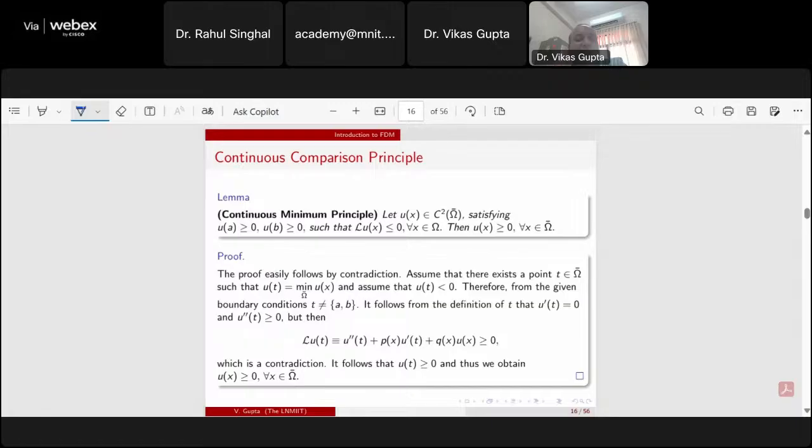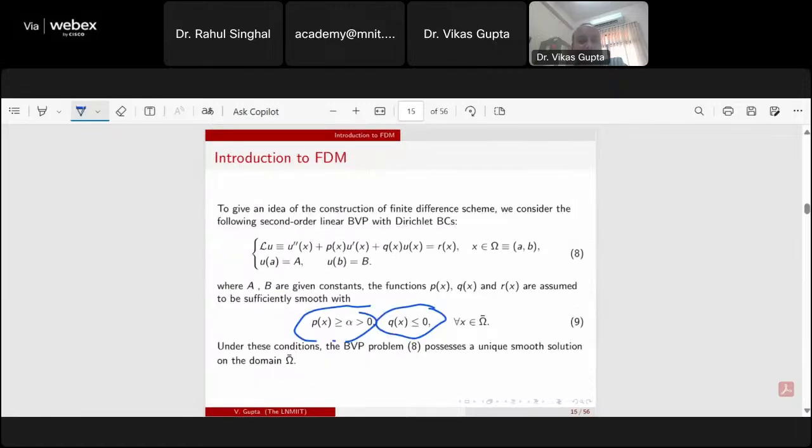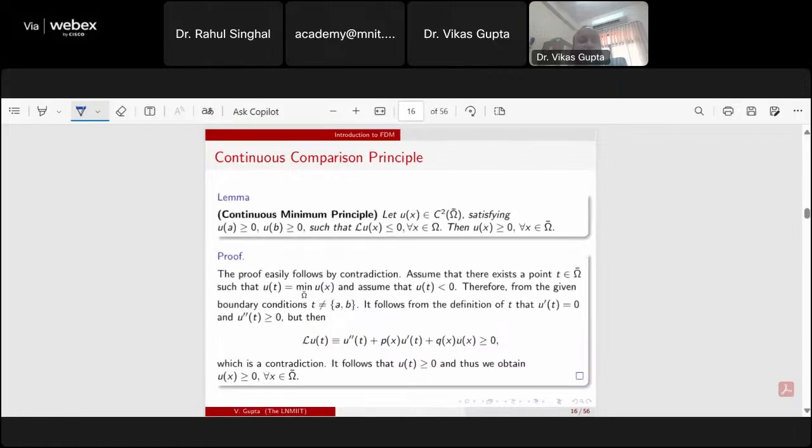That is, we assume that the boundary conditions are non-negative and the operator L satisfies L u(x) less than or equal to 0 for all x belonging to omega, then u(x) greater than or equal to 0 for all x belonging to omega. Basically, the continuous minimum principle shows that our continuous operator L here is inverse monotone. Since the problem under discussion is linear, it ensures that there exists a unique solution to this continuous problem. The proof of this continuous minimum principle is simple. We prove it by contradiction.